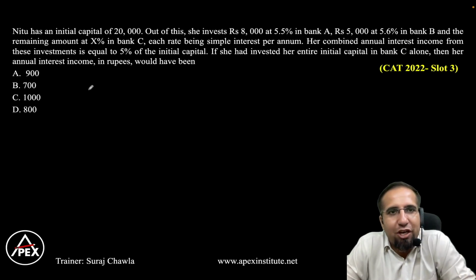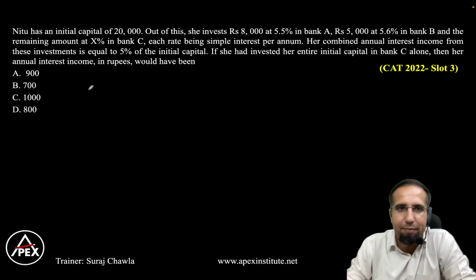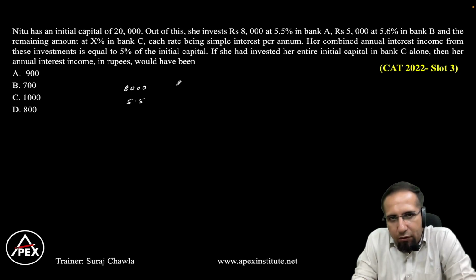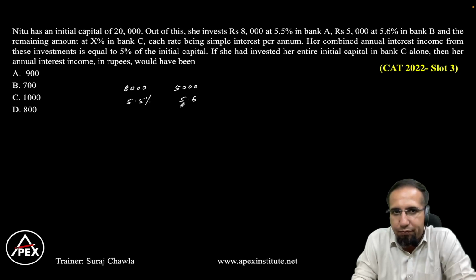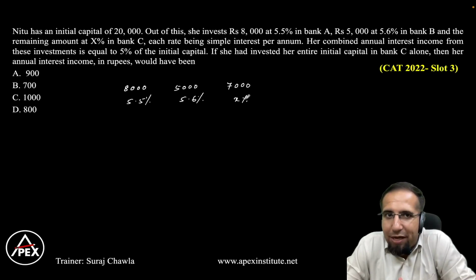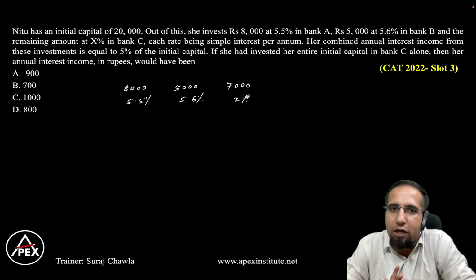Now Neetu has an initial capital of 20,000, out of which she invests 8,000 at 5.5 percent in a bank. Okay. So we are investing 8,000 at an interest of 5.5. Then 5,000 is invested at 5.6 percent per annum. And the remaining, so total amount is 8 plus 5 is 13. That means the remaining 7,000 is invested at x percent per annum. Her combined annual interest income from these investments is equal to 5 percent of initial capital.